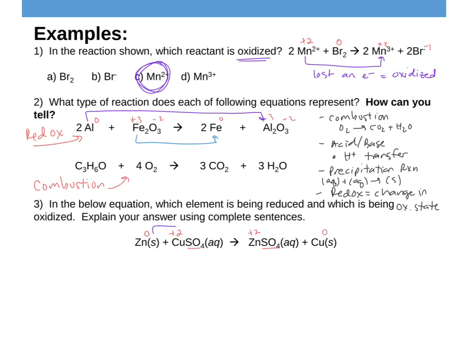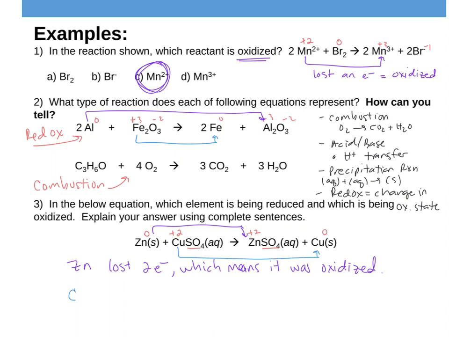So what was oxidized? It looks like zinc was oxidized. So I'll say zinc lost 2 electrons, which means it was oxidized. And then I need to find something that was reduced, and luckily it looks like my copper 2 plus goes down to copper 0, so I can say copper gained 2 electrons, which means it was reduced. All right, and those would be perfectly acceptable answers.